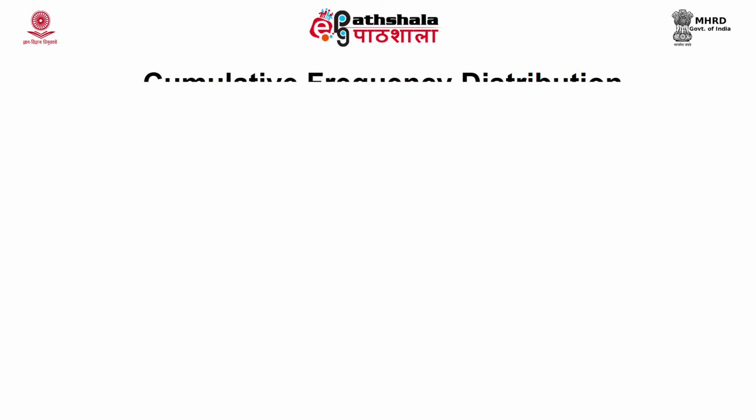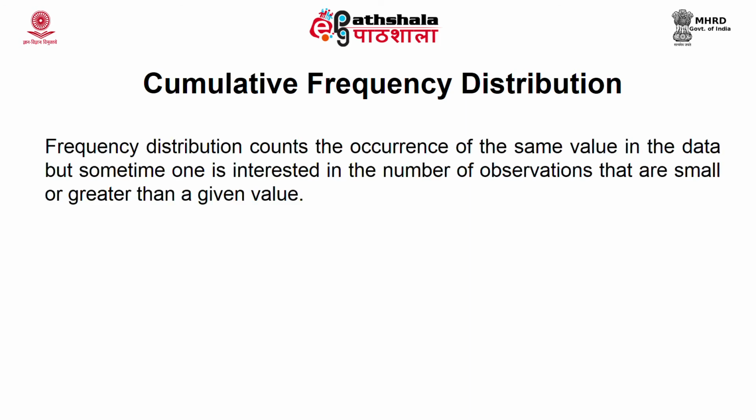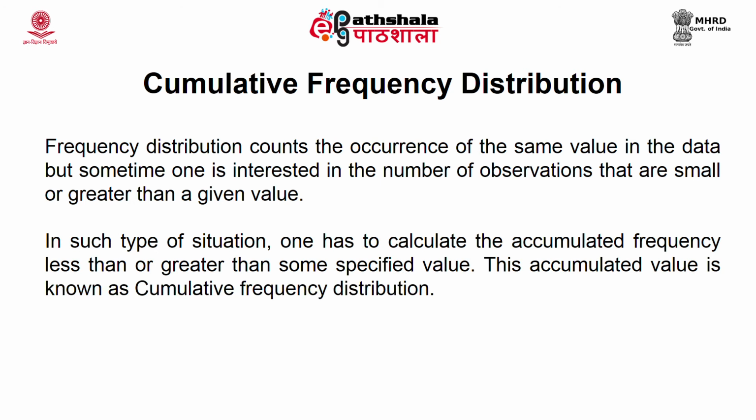Now come to cumulative frequency distribution. Frequency distributions count the occurrence of the same value in the data, but sometimes one is interested in the number of observations that are smaller or greater than a given value. In such a situation, one has to calculate the accumulated frequency less than or greater than some specified value. This accumulated value is known as cumulative frequency distribution.